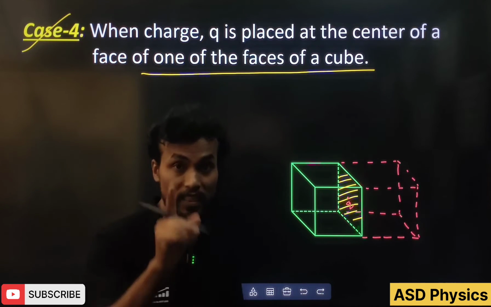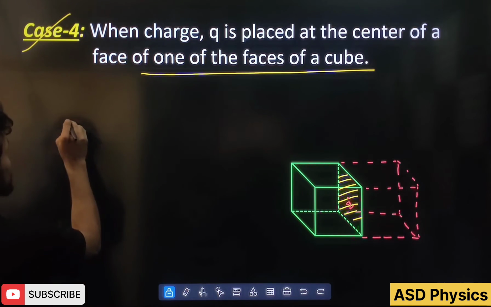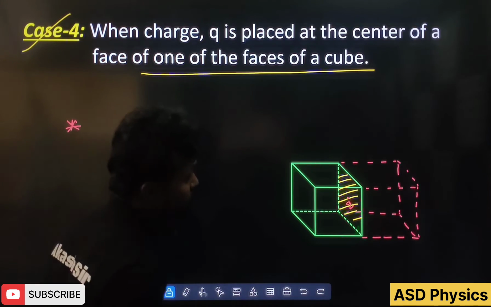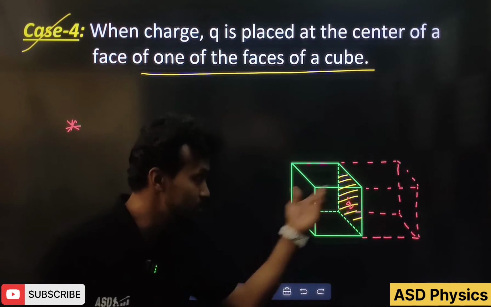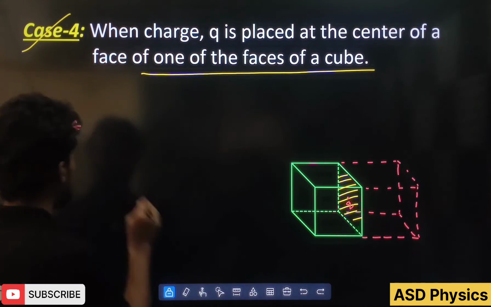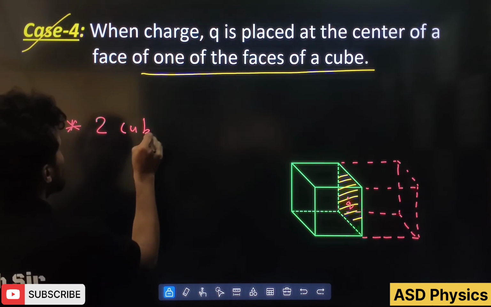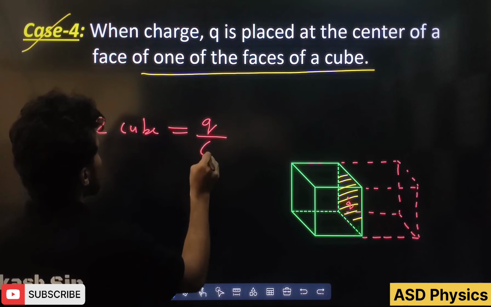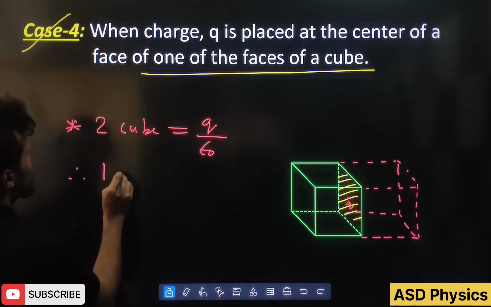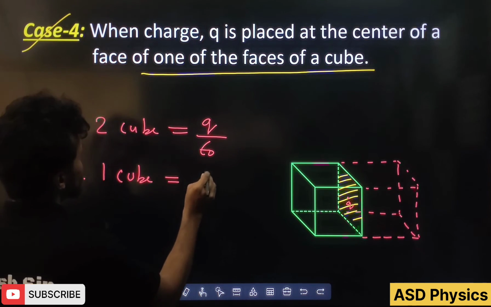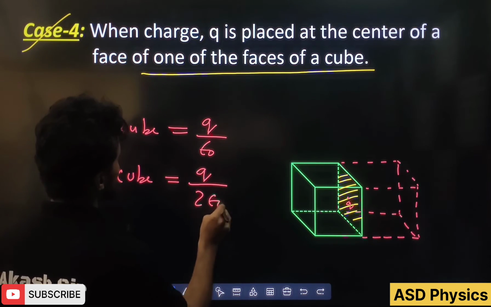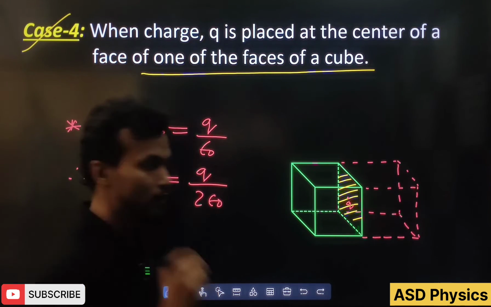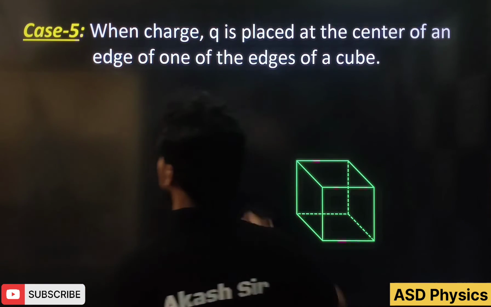Now you can see how many cubes are there? 2 cubes are there. That means in the given situation, 1 cube was there, but by the symmetry I have drawn how many cubes here? 2 cubes. So due to 2 cubes, flux how much? Q by epsilon naught. And according to our situation, how many cubes are there? 1 cube is there. That means how much will it come to? Q by 2 epsilon naught. Here, very easy. Next one, students, see please.